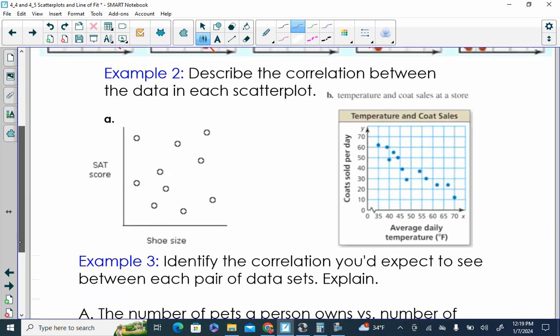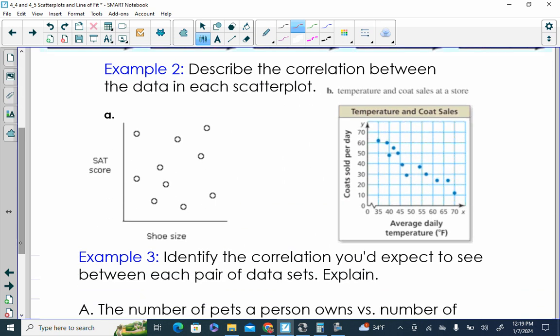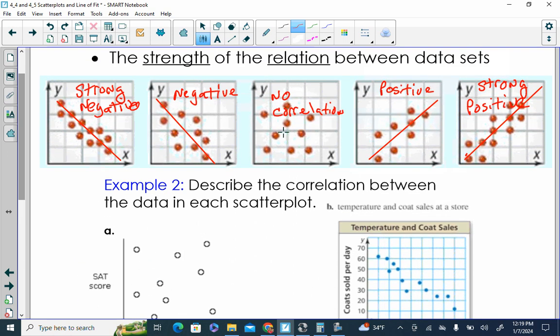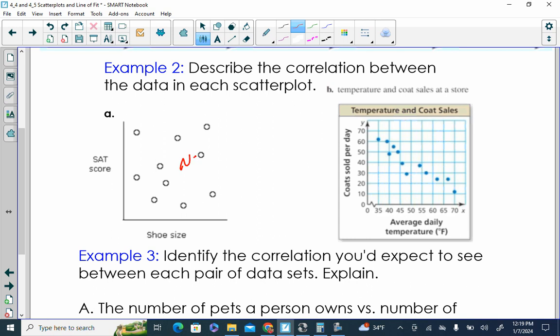Okay. We continue down here, and you're asked to describe the correlation between the data in each scatter plot. We see in example A that the points are just scattered along the x-axis and the y-axis. And if we look above, that would be an example of no correlation. So this would be no correlation. And if we look at example B, we can see that generally the points decrease as x increases. As the x values increase, as we move right along the x-axis, your y values decrease. So this would be a negative correlation.